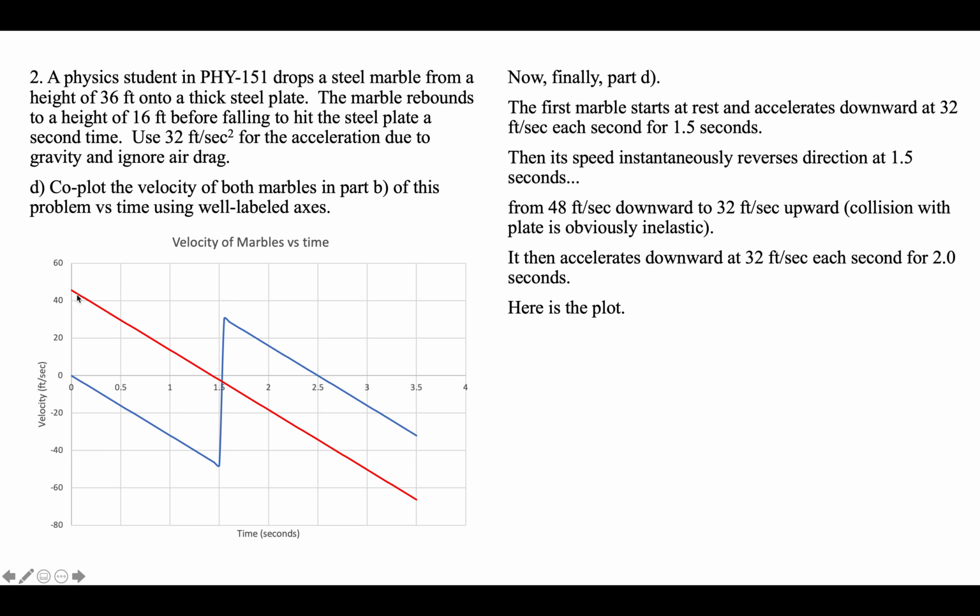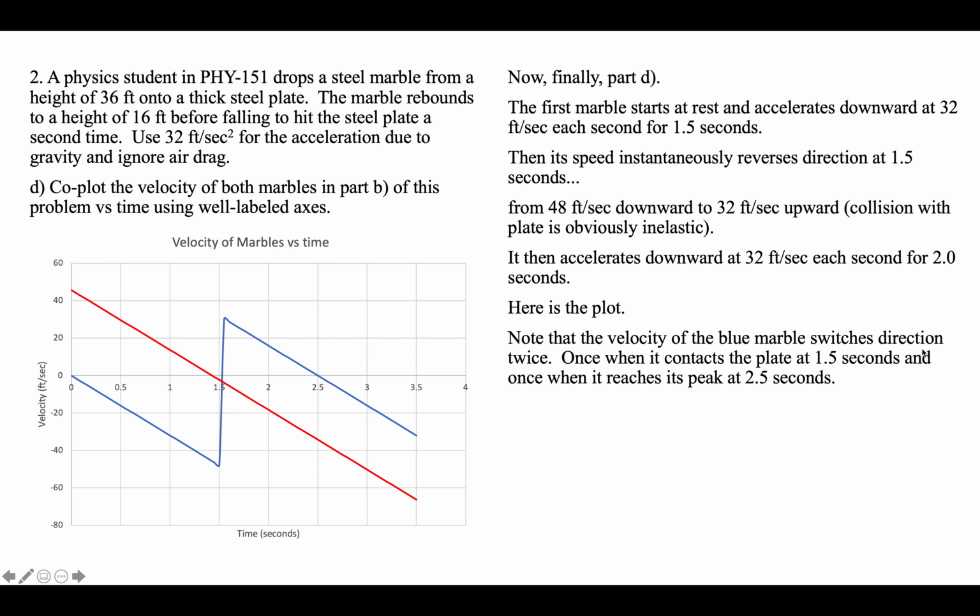The red one starts off, thrown up at 45.7, and then the velocity just goes down by 32 feet per second each second. Here's the velocity of 0. This is when it's at its peak. Right there, if you remember, 1.43 seconds for the red one.